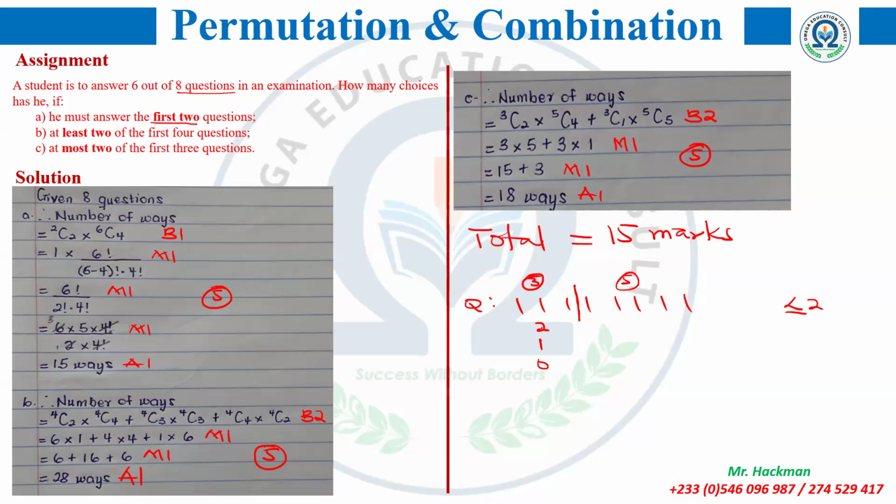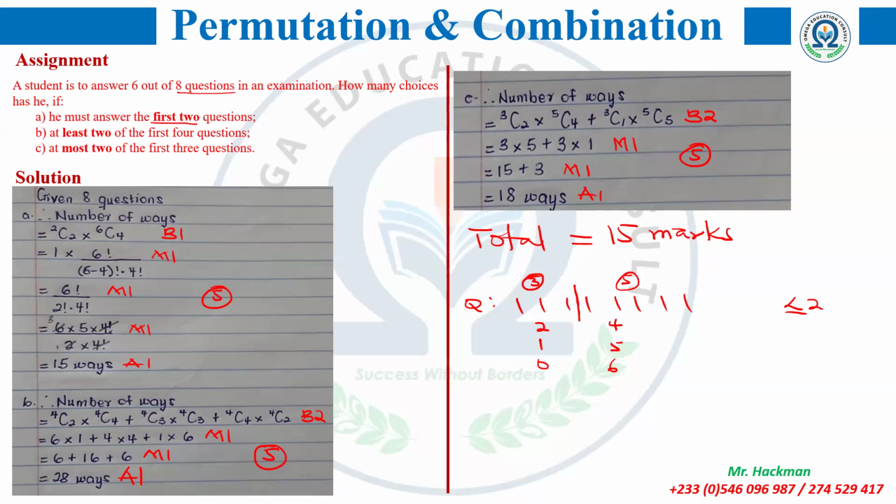However, if you start with 2, if I answer 2 questions here, remember in all you are answering 6 questions. So if 2 here, then you have to answer 4 here. Always when you sum, you should get the total number of questions, which is 6. So this will give you 5 and this will give you 6. Is that clear? Yes, please.